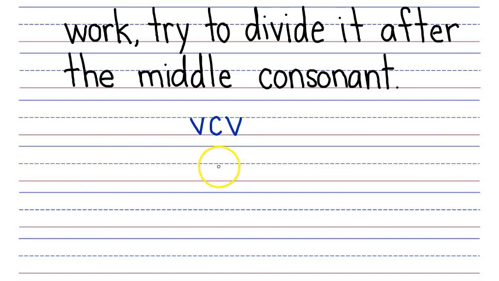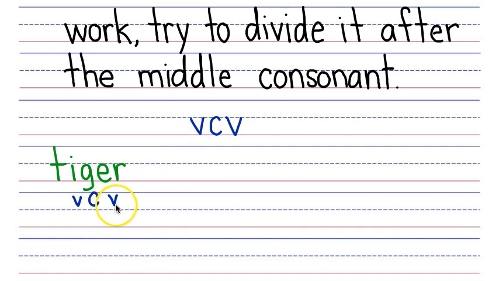For example, the word tiger. Write down T-I-G-E-R. So where's the vowels in tiger? Well, you've got the I is one of your vowels, and the E-R is an R-controlled vowel phonogram. And what's between these two vowels is a G that says G. That's consonant letter. VCV pattern.